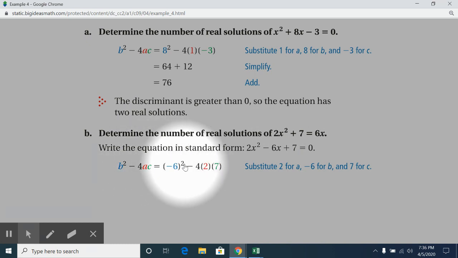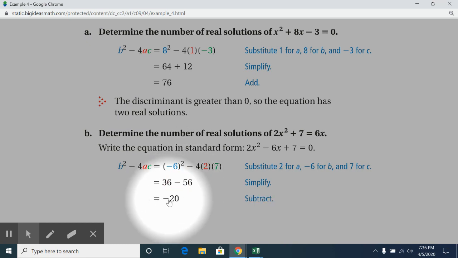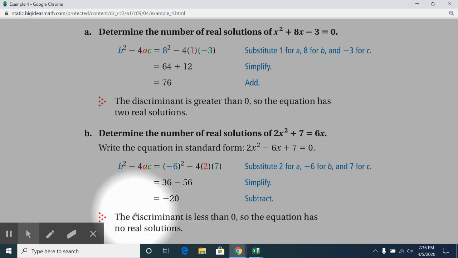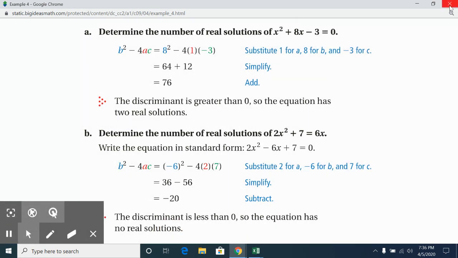Negative 6 squared, that's 36. And then the minus 4 times 2 is 8. 8 times 7, 56. So when we subtract 36 minus 56, we end up with a negative number. And again, remember, this is underneath the square root symbol. So we can't take the square root of a negative number. That means the discriminant is less than 0, so the equation has no solution. Honestly, guys, it's as simple as that.